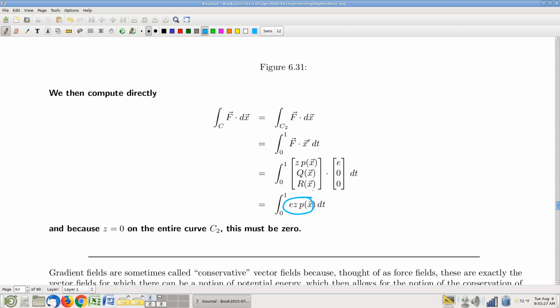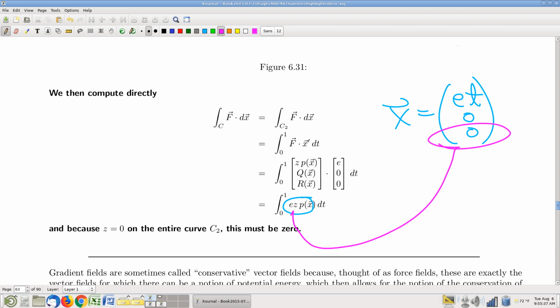And, other piece of good news, don't forget our parameterization is this. And that means that z is 0. And my whole integral has just turned into 0. And we're done. So, path independence allows us to solve that problem.